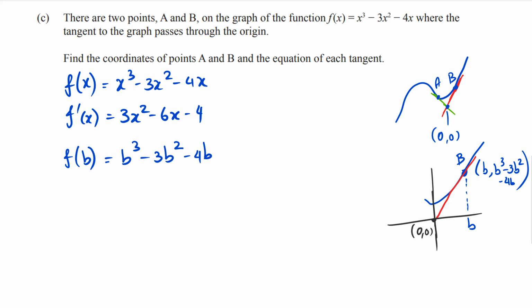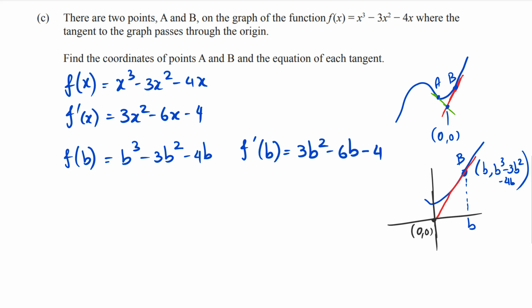All right. Now I can also figure out what the gradient is using f dash of x. So f dash of b will give me 3b squared minus 6b minus 4. Okay, so that's the gradient right there.